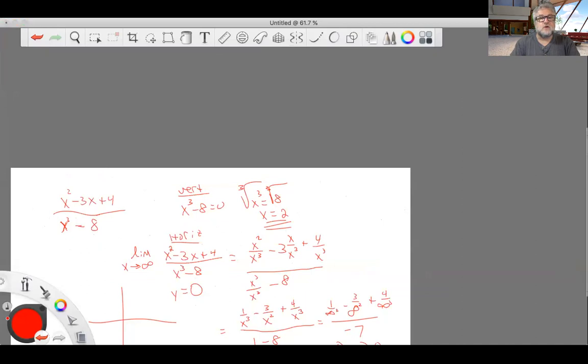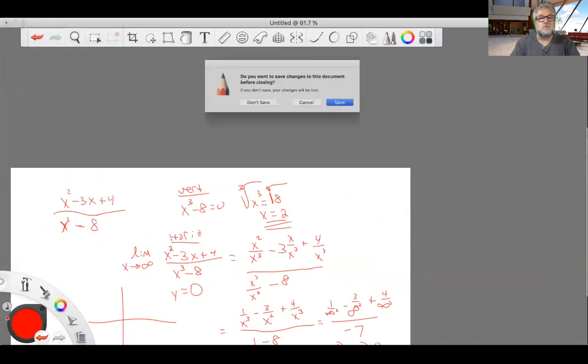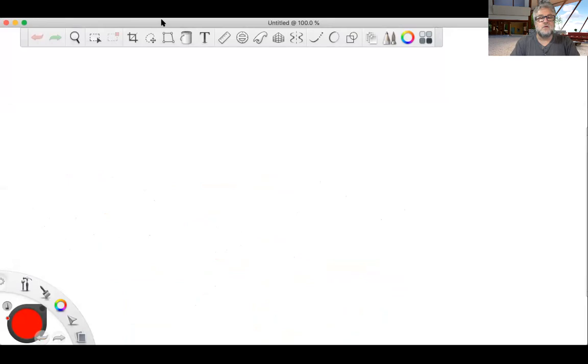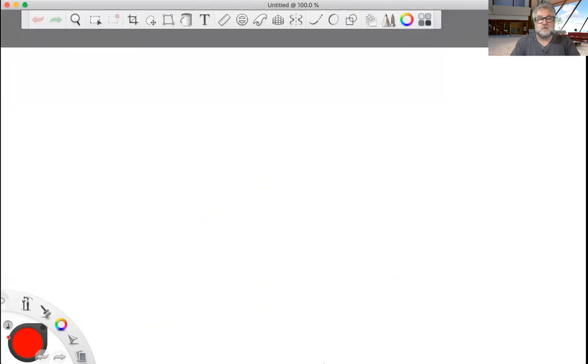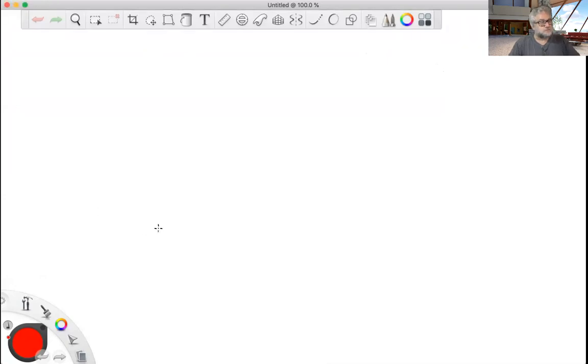Asymptotes. Let's go get a new sheet, and hopefully our Zoom problem is going to be solved. Doesn't look like it. Let's do another one. Uh-oh. Okay. So now we got the asymptotes, very important.